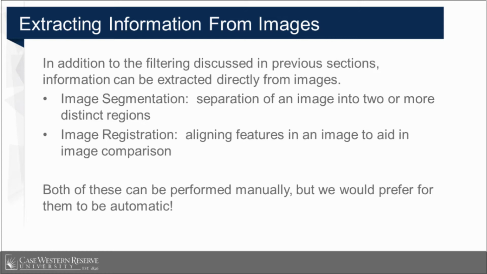So image segmentation is one operation we might want to do. Here we're separating an image into two or more distinct regions so that we can calculate information about those regions independently. We also might want to perform image registration. Here we're trying to align features in an image or to align two separate images in order to better compare the information in those two images. Both of these operations can be performed manually, but we would prefer them to be automatic because they might be kind of a pain to do manually every single time we're looking at these images.